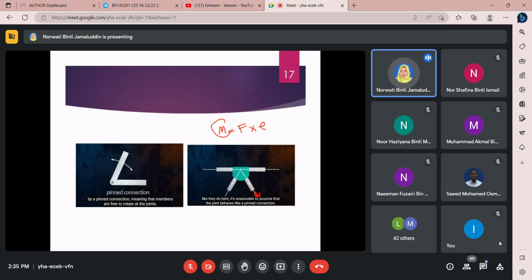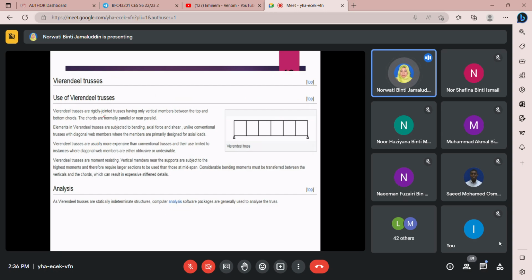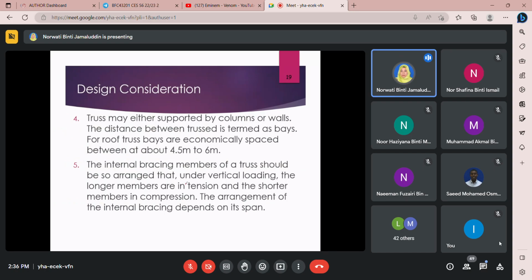Sometimes you need to consider the moment, especially if you design for an industrial truss. If it's just a domestic truss for a domestic building, it will be a small truss, so you may ignore this one. This is the Verandah truss. Okay, other design considerations.